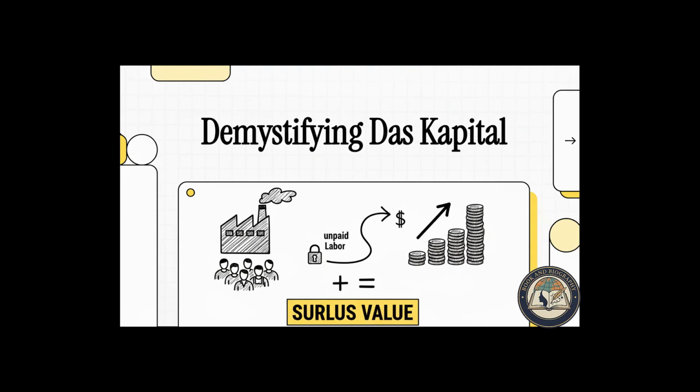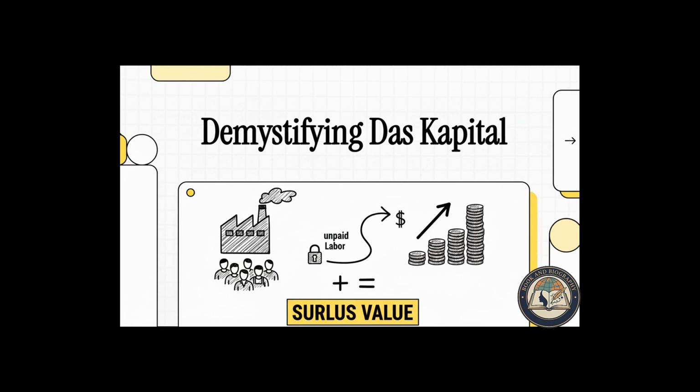So, you've heard the name, right? Das Kapital, Karl Marx's massive book. For a lot of people, it's this famously difficult, intimidating thing. For others, it's maybe the most important critique of capitalism ever written. But what's undeniable is that its ideas have totally changed the world.